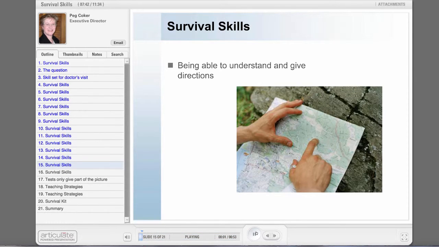Help your student know the words go, right, left, straight, back, north, south, east, west, block, corner, around the corner, over the river, to the light, to the next light, and to the stop sign. You might teach these words in conjunction with map reading skills.